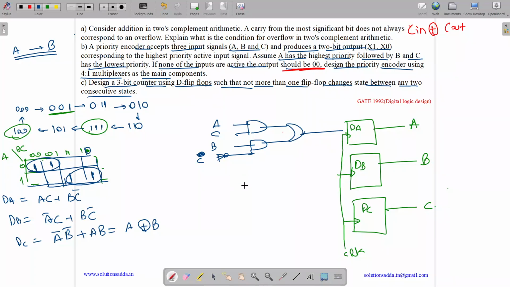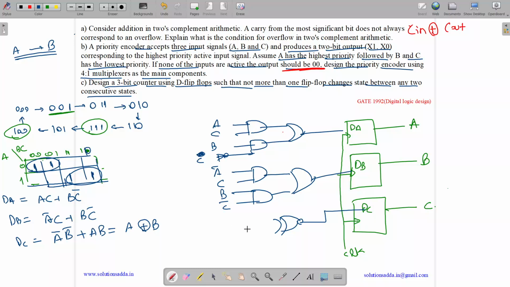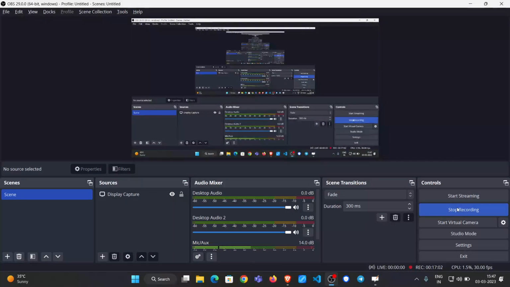For this we have A complement C plus BC complement. So same goes over here. We can use a NOT gate also, A complement C plus BC complement, NOT gate here too. Then we have an OR gate and this goes to DB. Then for this we just have an XOR gate with the inputs as A and B. So this is our answer to the third part. So we have done all A, B and C parts.